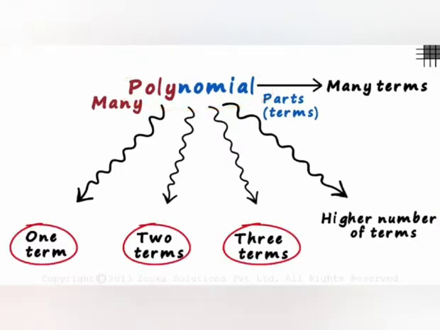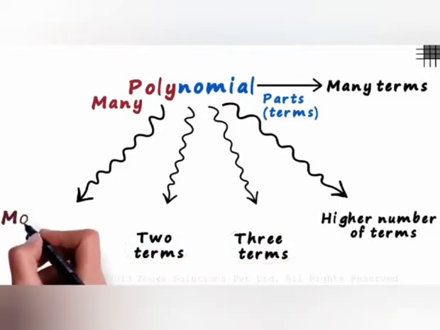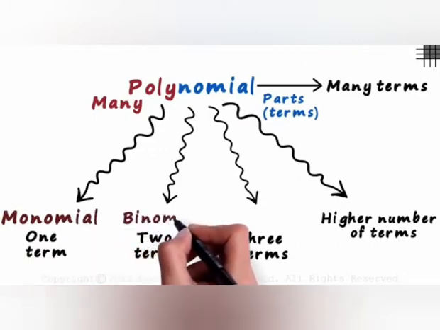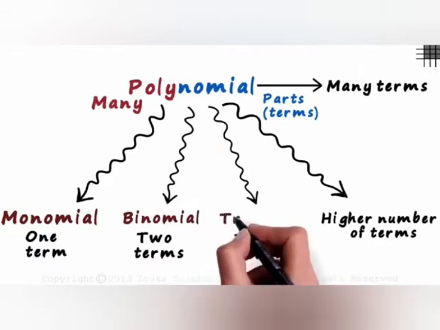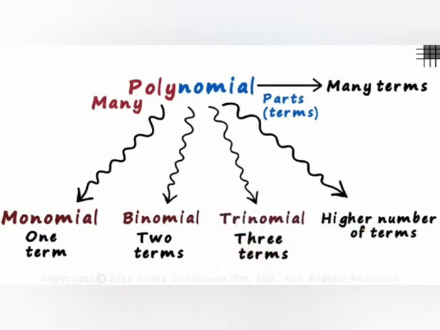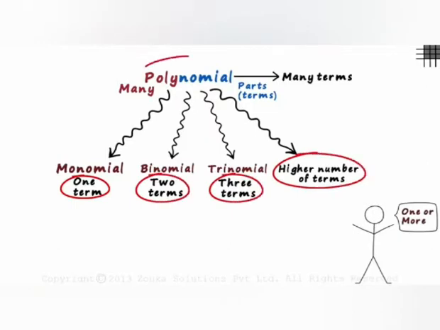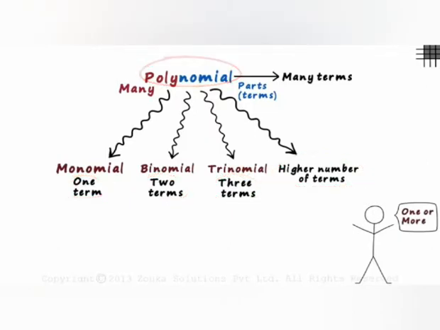Expressions with one term, two terms, or three terms are given special names. An expression with one term is called a monomial, two terms is a binomial, and an expression with three terms is a trinomial. Mono means one, bi means two, tri means three. And there is a common misconception that only an expression with more than three terms is called a polynomial. That's incorrect. All expressions which have one or more terms are called polynomials.